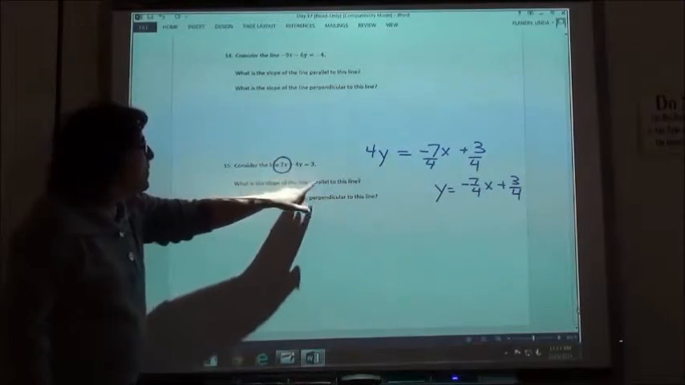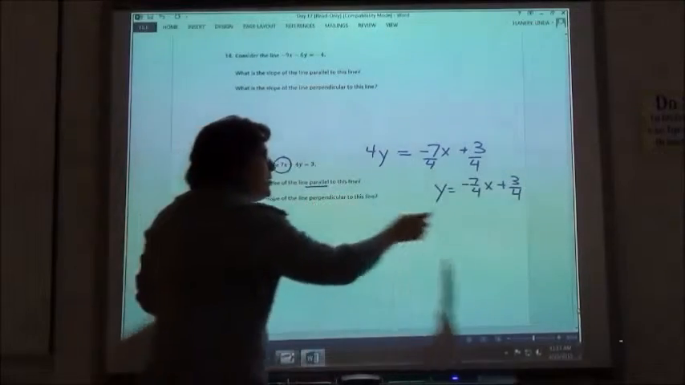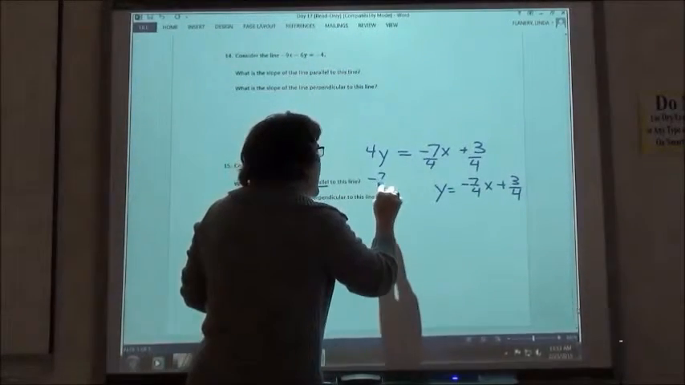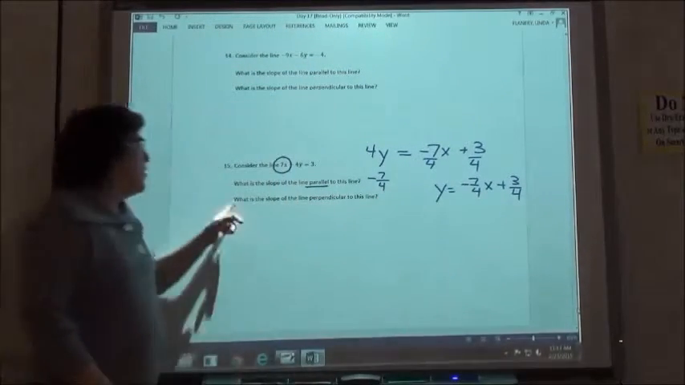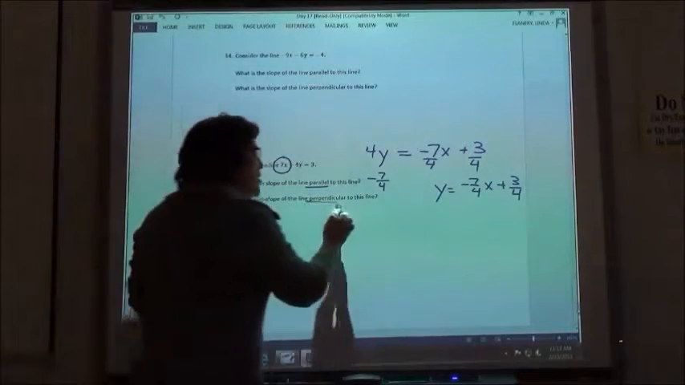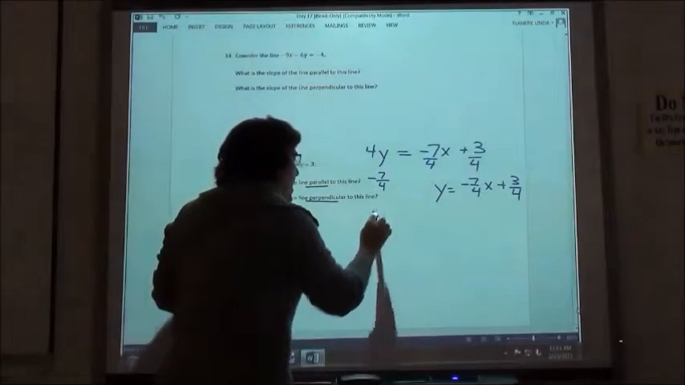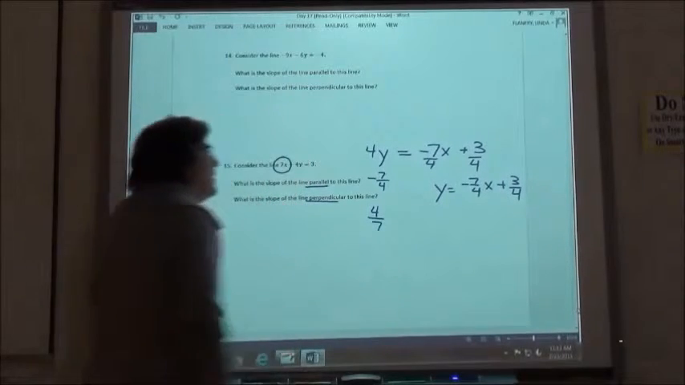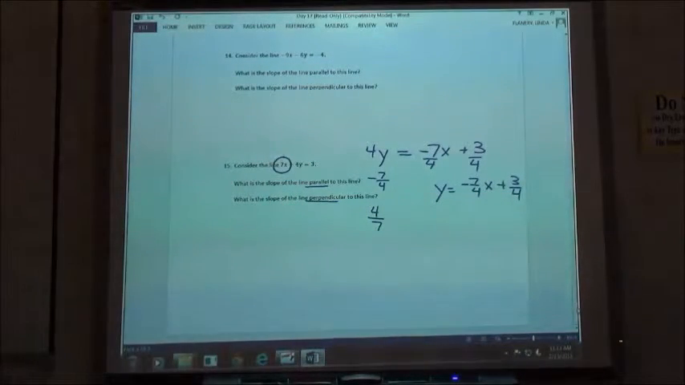What is the slope of the parallel? Parallel should have the same slope, so it's negative 7/4. What is the slope of the perpendicular? Since this is negative, this will be positive and be the reciprocal, so positive 4/7. And that is the end there of homework day 17.